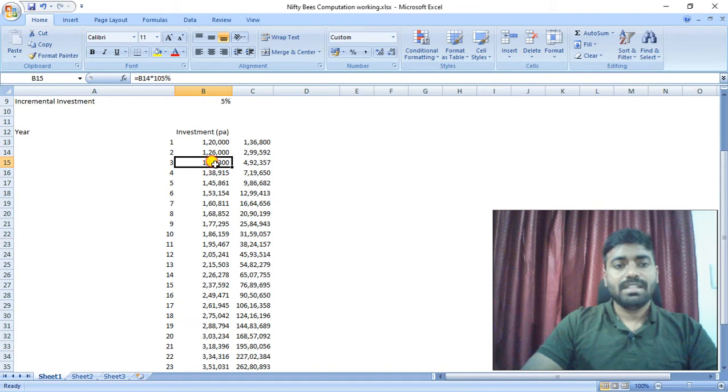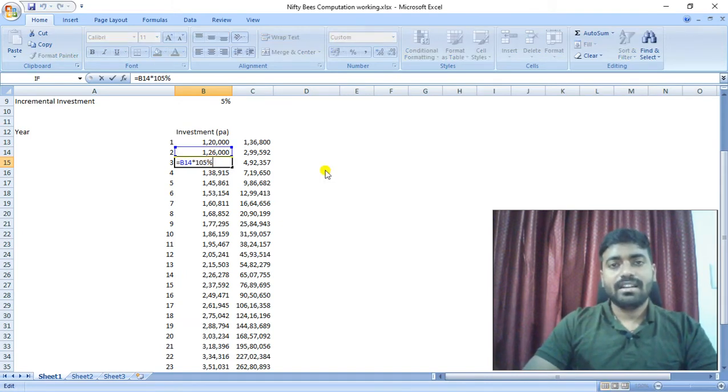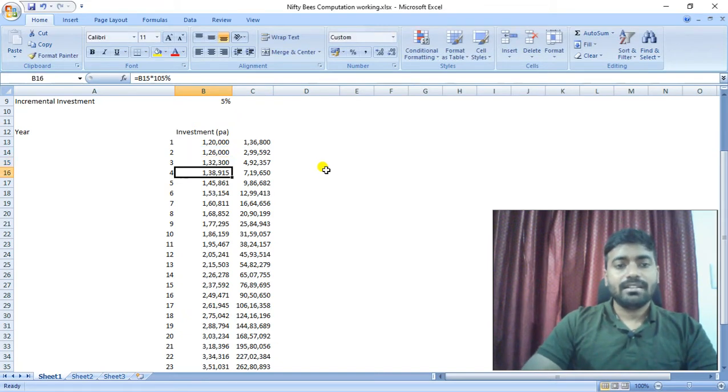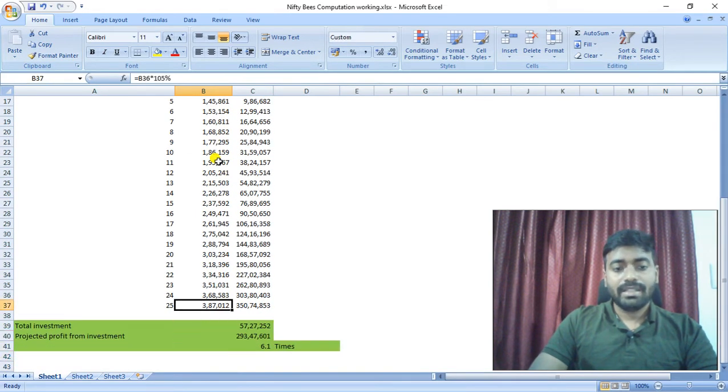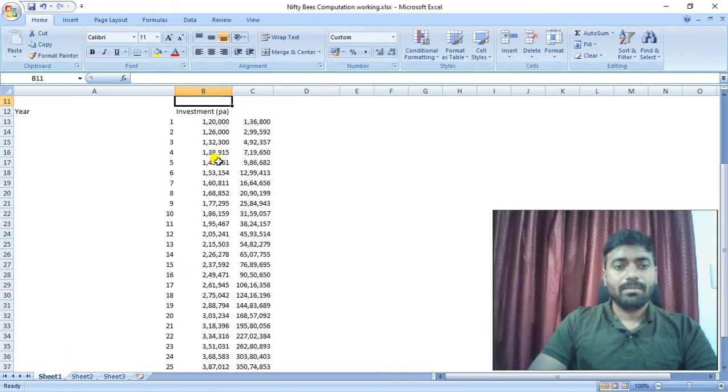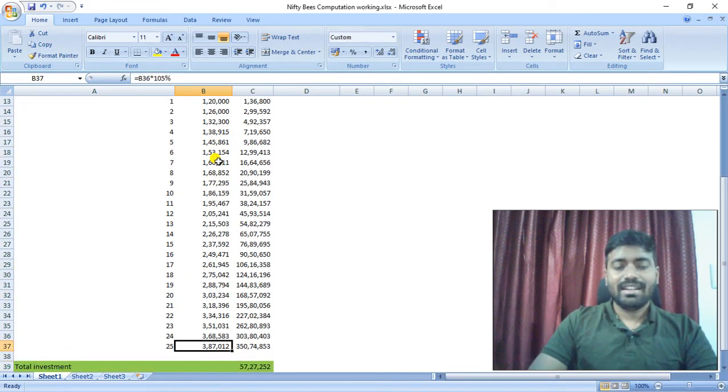Next year, how much do you have to invest? In the second year, if your salary is now 10,800, on that you will get an 8% increase. So based on that, the investment amount also has to increase. This is basically the previous year's amount multiplied by 105%. So if you come down to the age of 50, we will be investing 3,87,012. It may look big, but if you take the cost of inflation and salary increment into account, it will not be that high. So it will be in the range of 3,87,000.